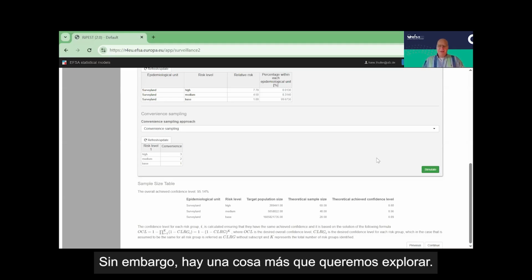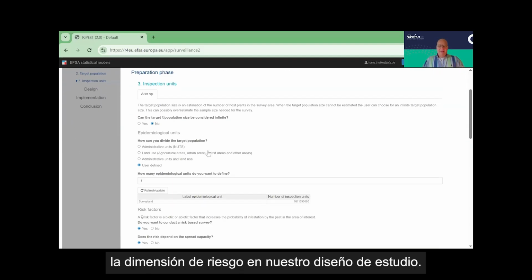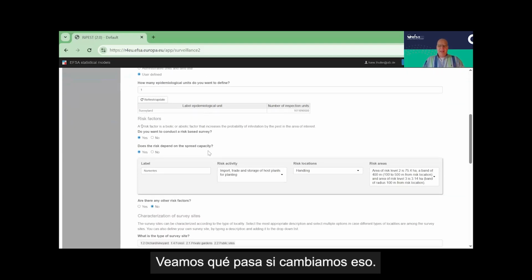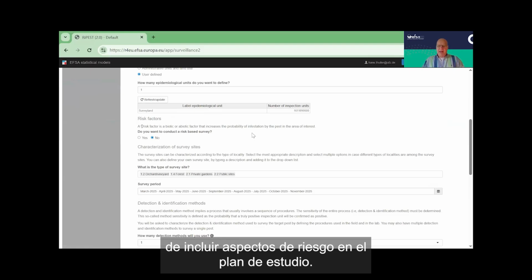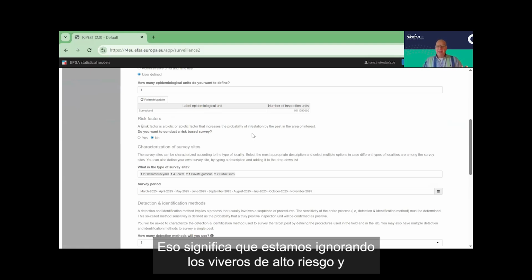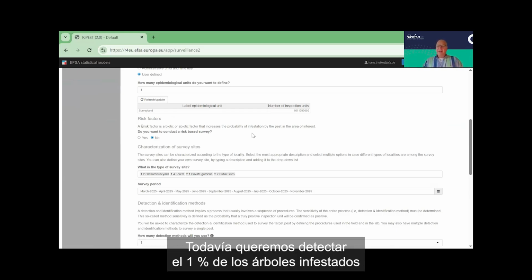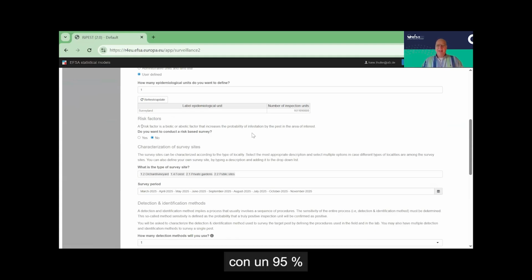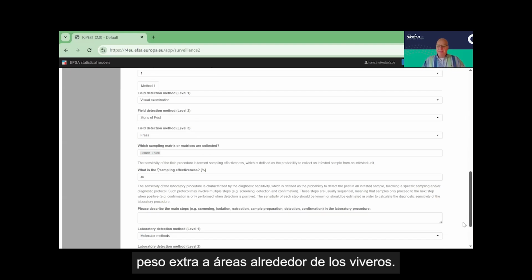We still want to use RIPEST to tell us what would happen if we ignored the risk dimensions. If I go back to the pages, I simply switch off the option to include risk aspects in my survey plan. So I'm ignoring the issue with nurseries. I now assume the pest could be anywhere, and the 1% of infested trees that I want to detect with 95% confidence by my survey are distributed well across Surveyland and not concentrated around nurseries.